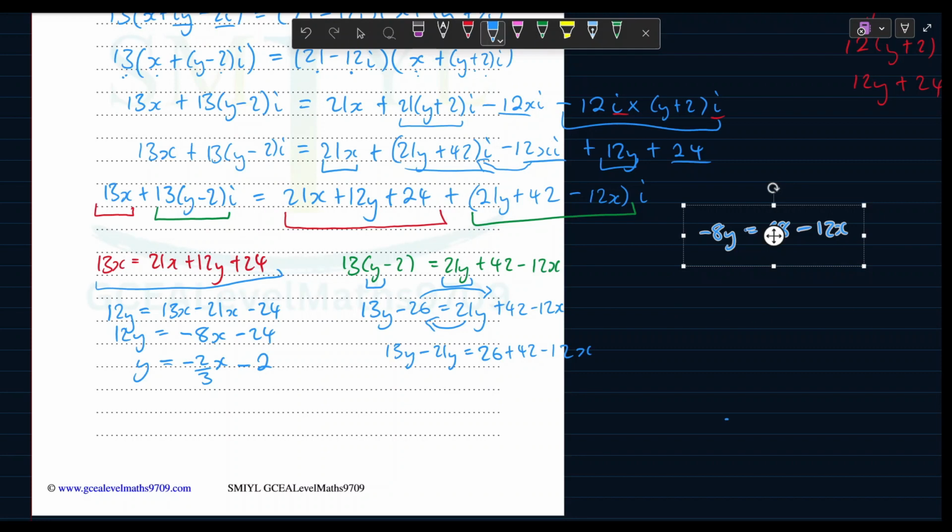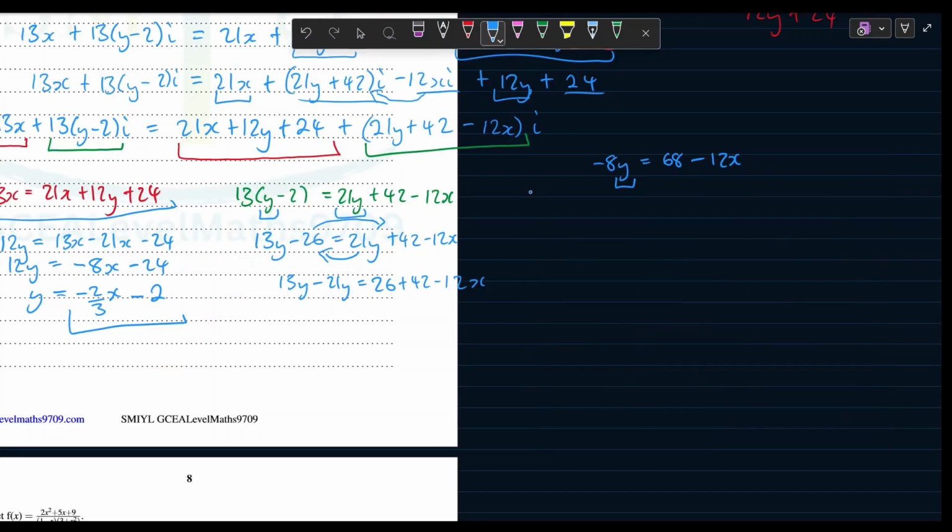Okay, so we want to replace this y with negative 2/3 x minus 2. So if we substitute, this becomes negative 8 times our negative 2/3 x minus 2, and this is equal to 68 minus 12x. So let's expand here. There's negative 8 times negative 2/3 x, so that will be positive 16/3 x. Then we've got negative 8 times negative 2, which is positive 16. This is equal to 68 minus 12x.